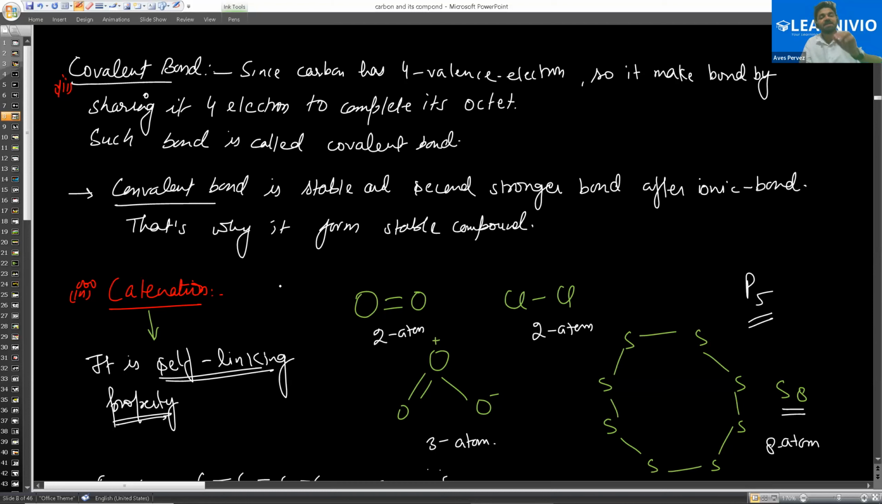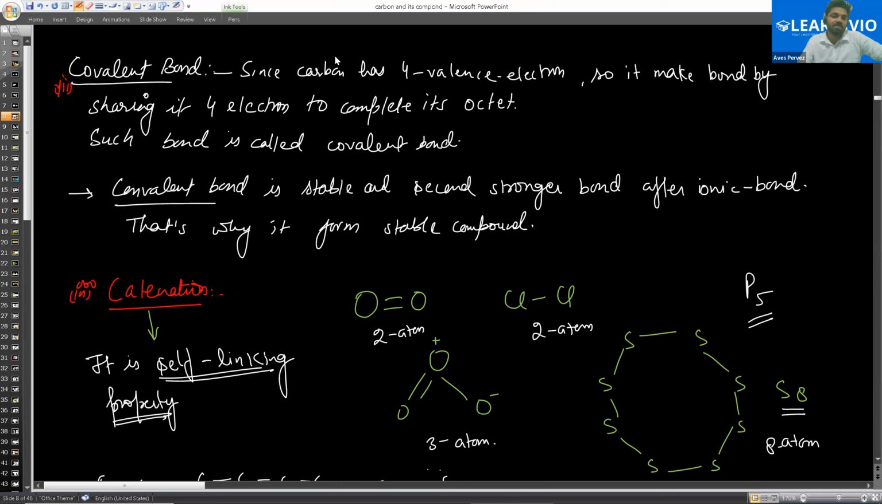Okay, so these are the three reasons why carbon is able to form a large number of compounds. The first reason is small size and poor shielding effect: the effective nuclear force is more, the bonded pair of electrons are closer to the nucleus, the nucleus exerts more force on them, and the bond is stable. The second reason is that it is tetravalent, so it can make bonds with four similar and dissimilar kinds of atoms. And the third is the covalent bond, the second strongest bond, so the bond is stable. Okay, got it?